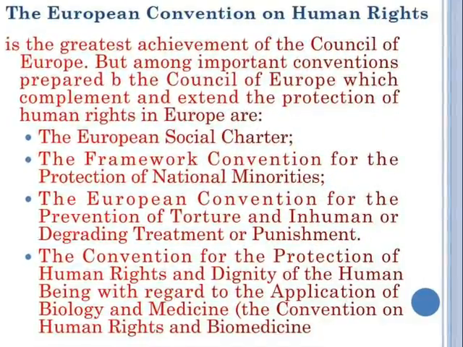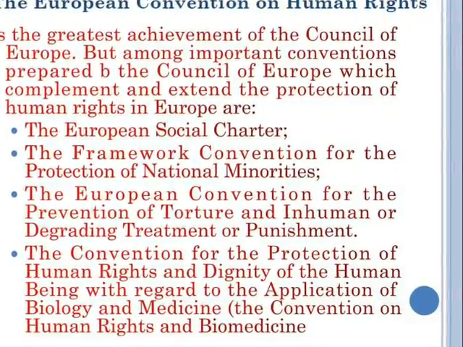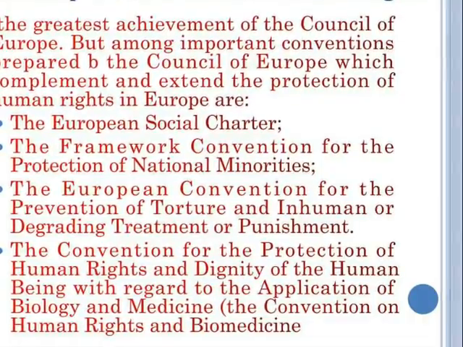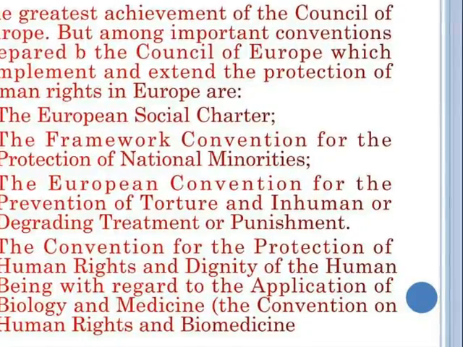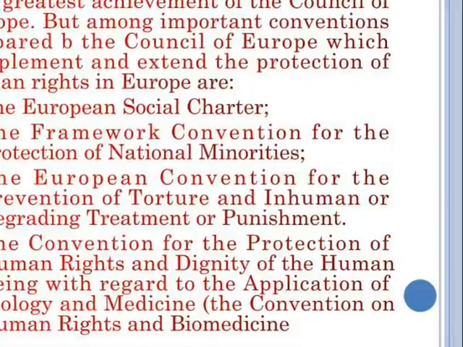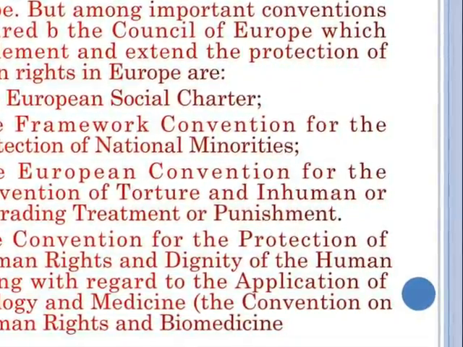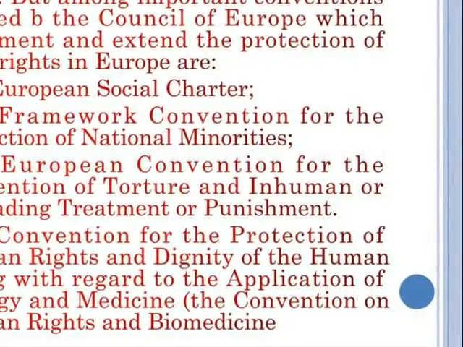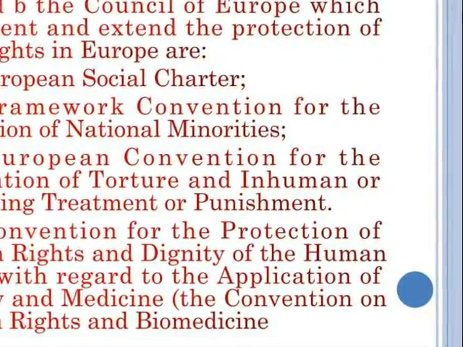The European Convention on Human Rights is the greatest achievement of the Council of Europe, but among the important conventions prepared by the Council of Europe which complement and extend the protection of human rights in Europe are the European Social Charter, the Framework Convention for the Protection of National Minorities, the European Convention for the Prevention of Torture and Inhuman or Degrading Treatment or Punishment, and the Convention for the Protection of Human Rights and Dignity of the Human Being with regard to the application of biology and medicine, the Convention on Human Rights and Biomedicine.